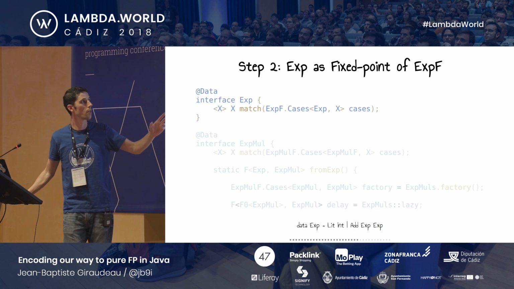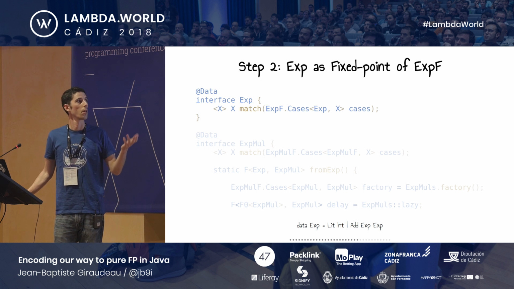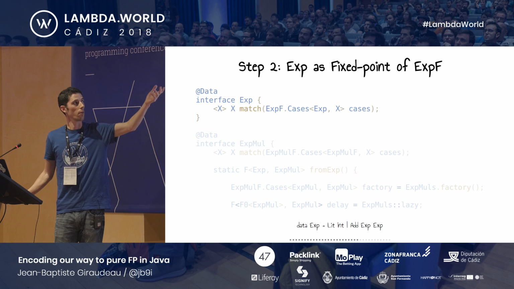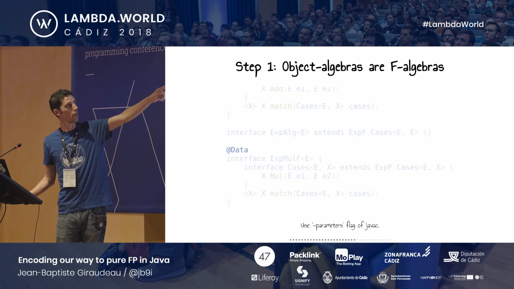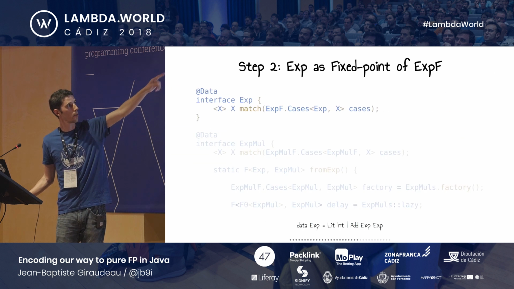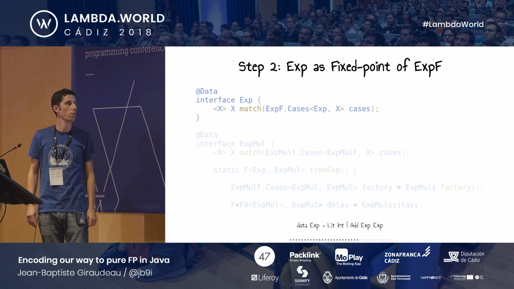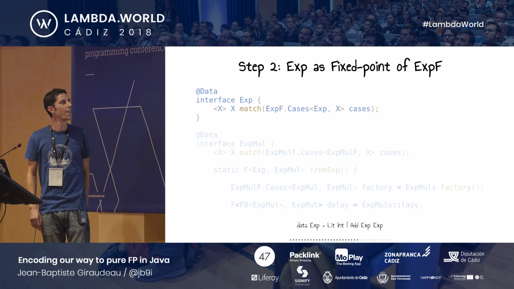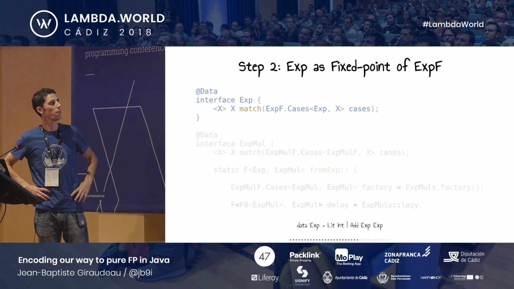And now, step 2, we take the fixed point of the functor. So that means we take the visitor for the functor, and we replace the type variable with the name of the type. So here, you see, E becomes Exp. So we apply the fixed point combinator to this, it's a way to do fixed point in Java.